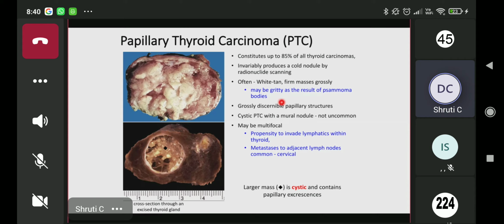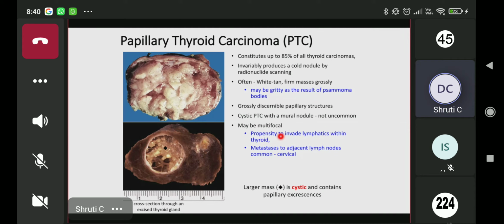There may be presence of psammoma bodies, which are calcium deposits in the papillary thyroid carcinoma. So the gross may be gritty as well. Sometimes the PTC may become cystic, and they have an increased propensity, you should remember this, to invade the lymphatics.